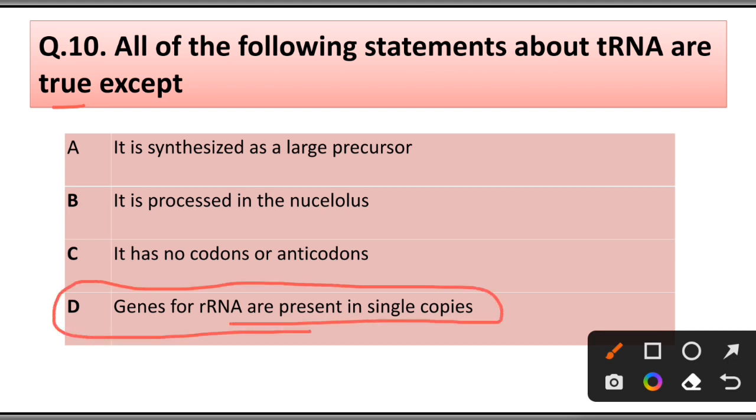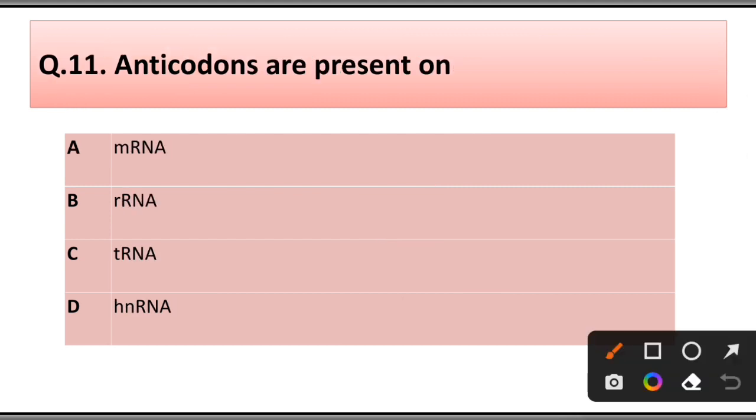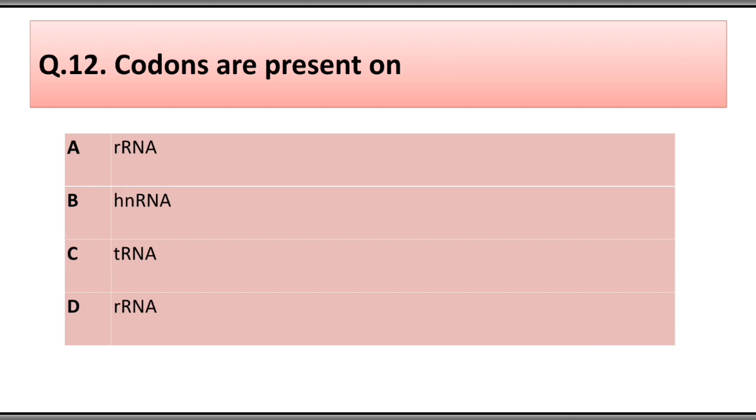Option D is not true for tRNA, all the other statements are true for tRNA. And question 11. Anticodons are present on mRNA, rRNA, tRNA, hnRNA. Correct answer is option C, anticodons are present on tRNA.